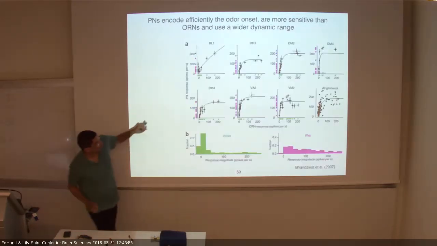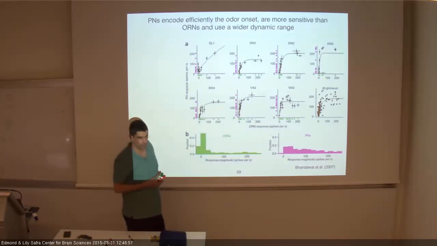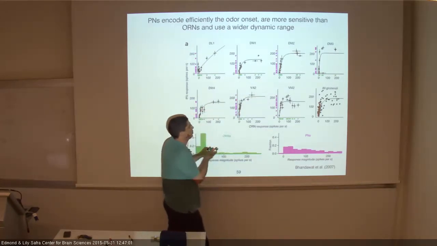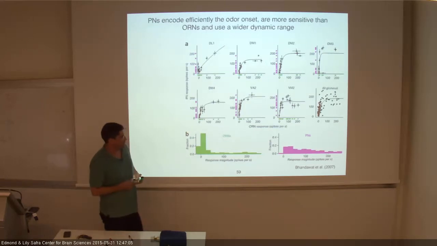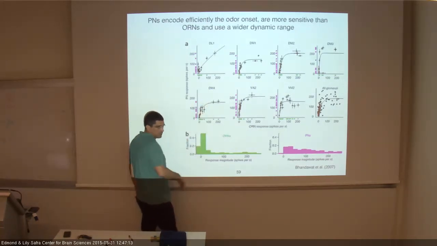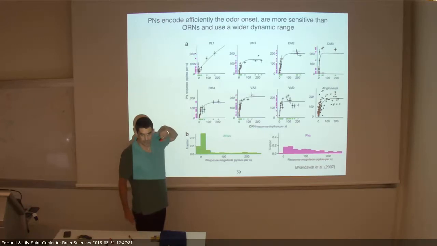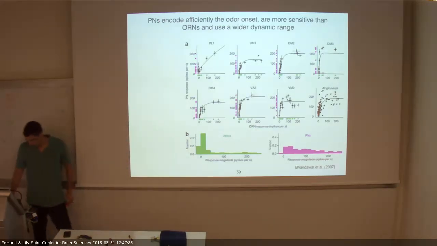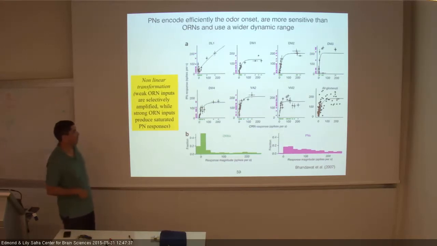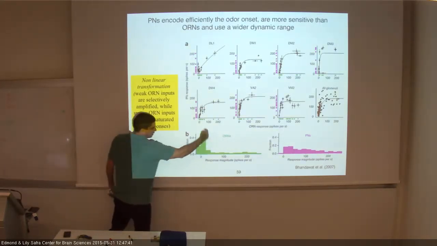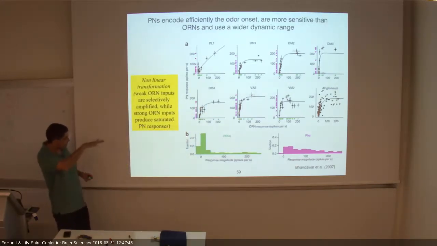And this is data for 2, 4, 6, 7 of these combinations. So DM1, DM2, DM4, VA2, VM, whatever, 7 out of the 16. And what you can see in all of them is that there is a non-linear relationship that saturates at a given intensity of spikes of the olfactory receptor neurons on the x-axis. There are no more differences in the projection neuron activity. So again, this is a very basic definition of the input-output function of what the olfactory system does at the first station. We see a nonlinear transformation: weak inputs are selectively amplified, while the strong inputs of the ORN are not suppressed, but they produce a saturated response in the projection neuron.